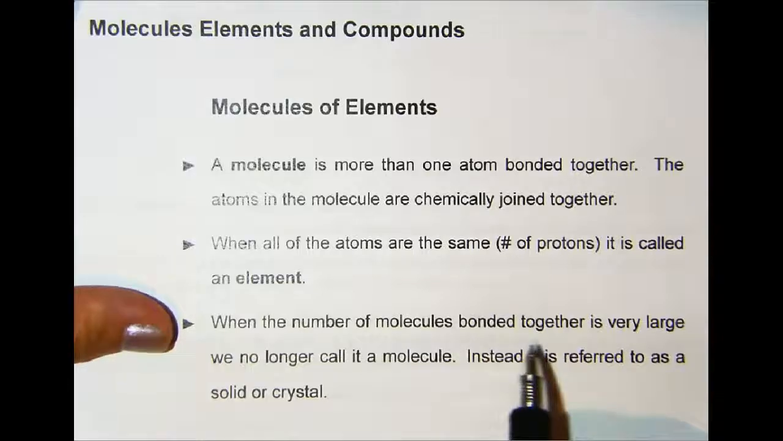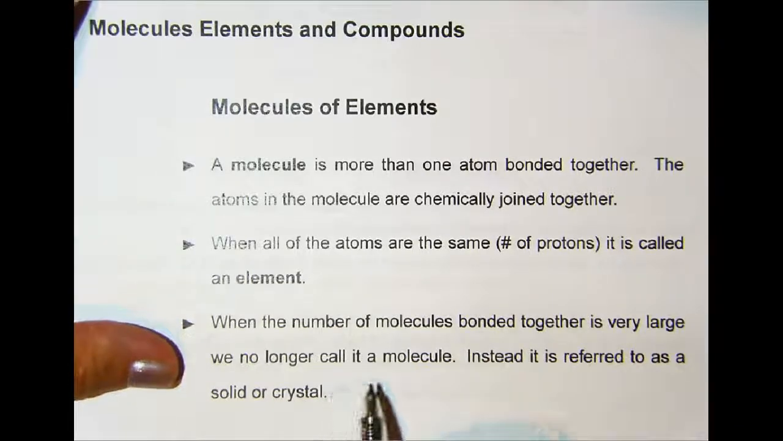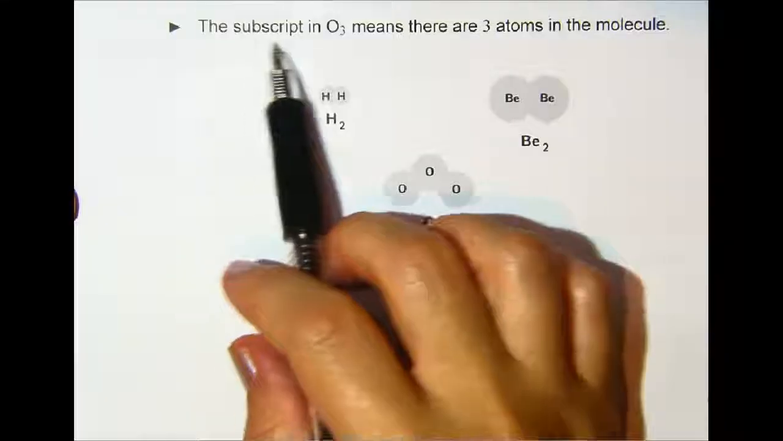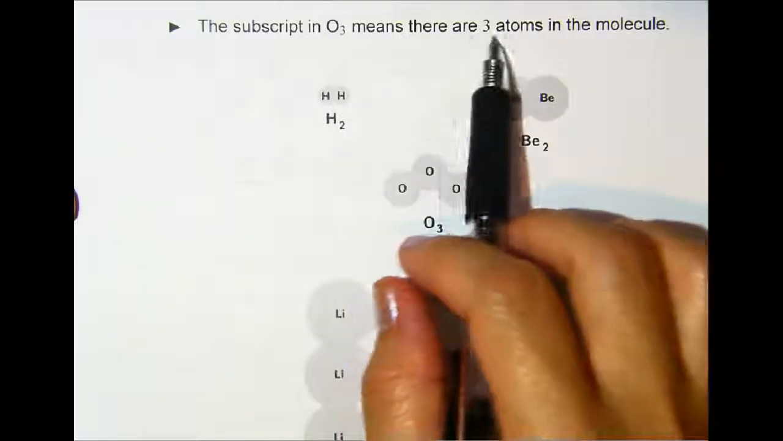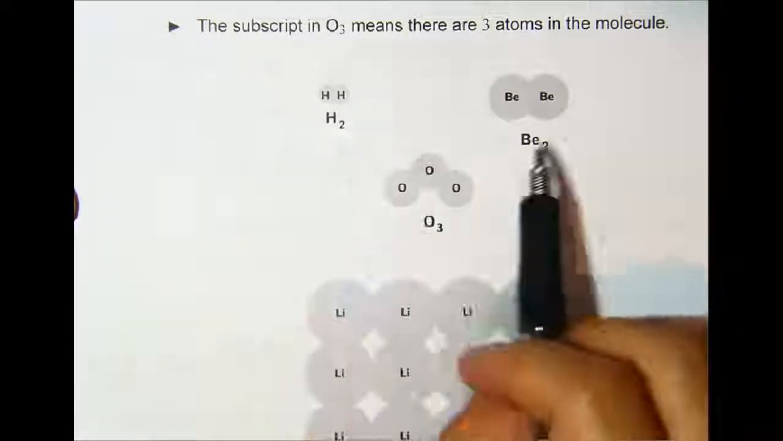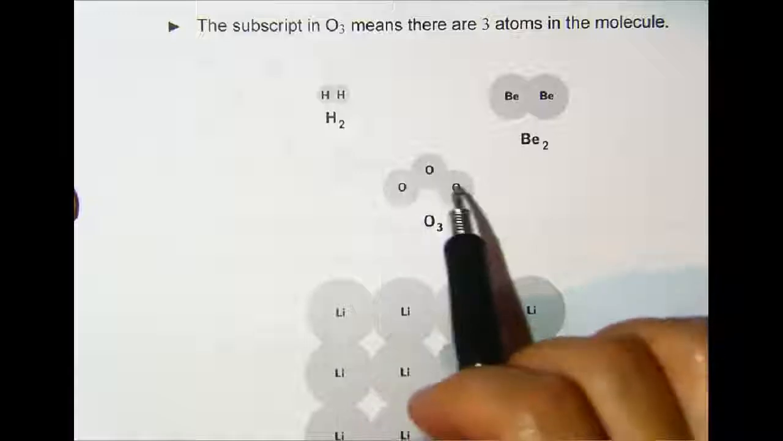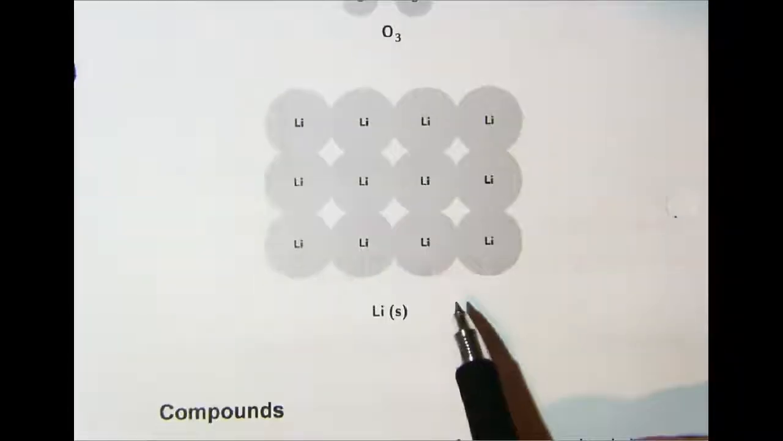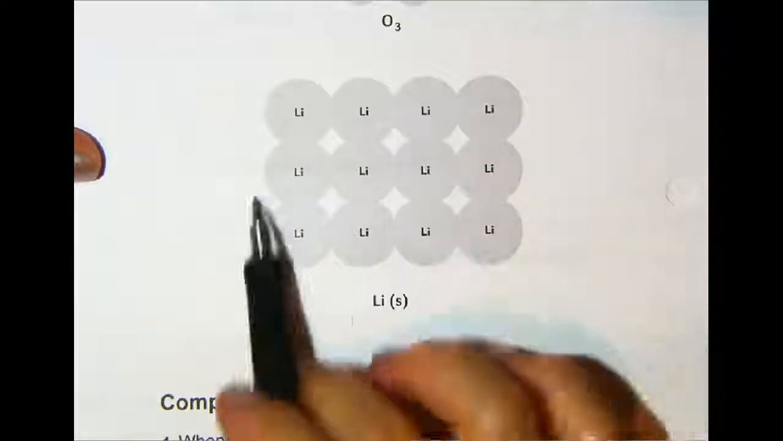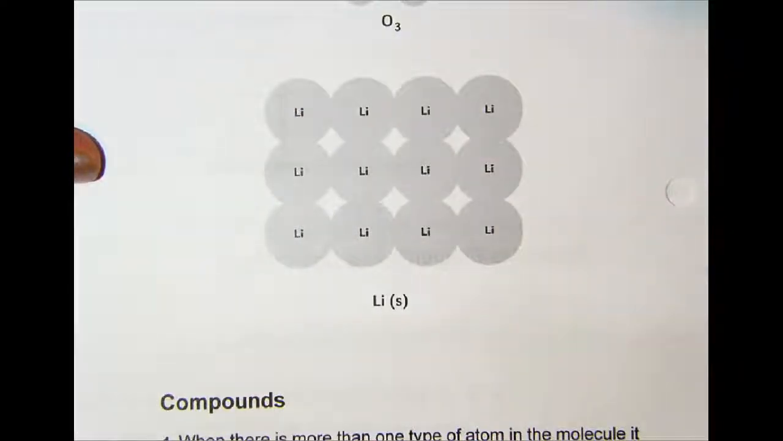When the number of molecules bonded together is very large, we no longer call it a molecule. Instead, it is referred to as a solid or crystal. The subscript in O3 means there are 3 atoms in the molecule. So here is H2, where you have 2 hydrogens, Be2, 2 beryllium, O3, which has 3 oxygens. And then this is lithium metal, which is going to have a series of lithiums placed in a structure.